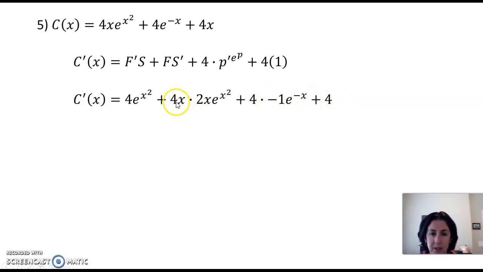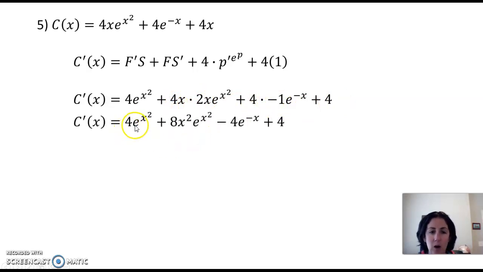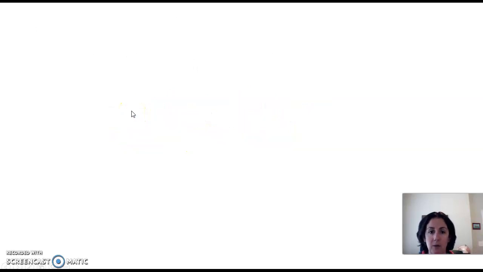Simplify that a little bit. I'll do this 4x times 2x and this 4 times negative 1 to get my 4 e to the x squared plus 8x squared e to the x squared minus 4 e to the negative x plus 4. Now, if you want to pull a 4 out of everybody, you're welcome to, but I'm perfectly happy if you want to leave your answer just like that.